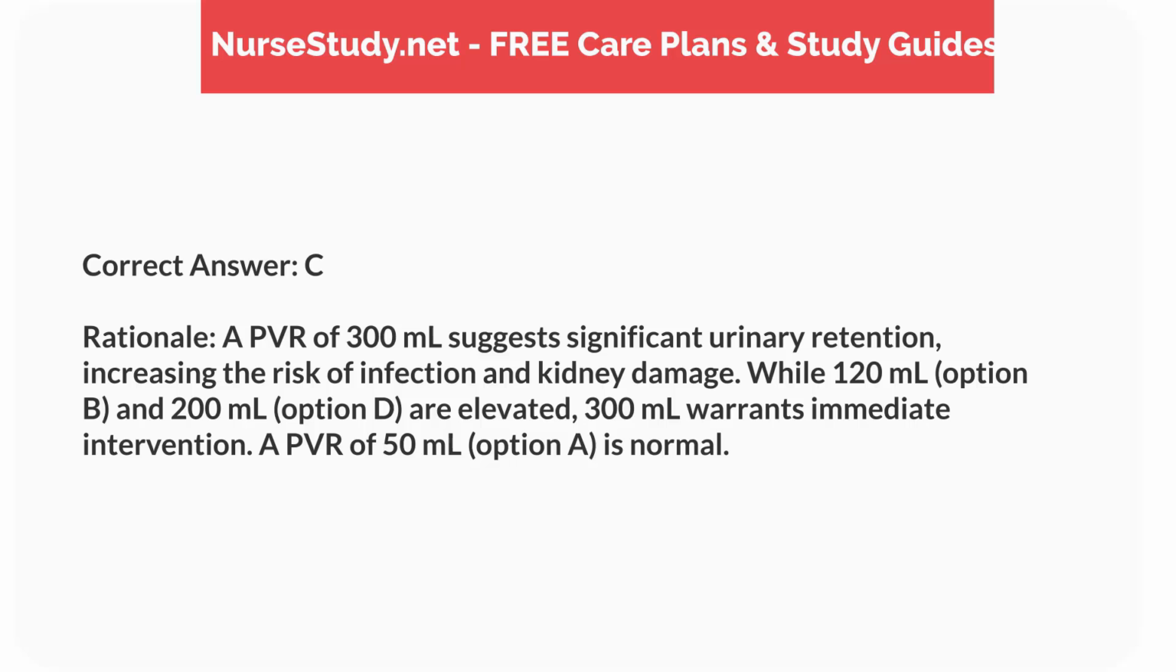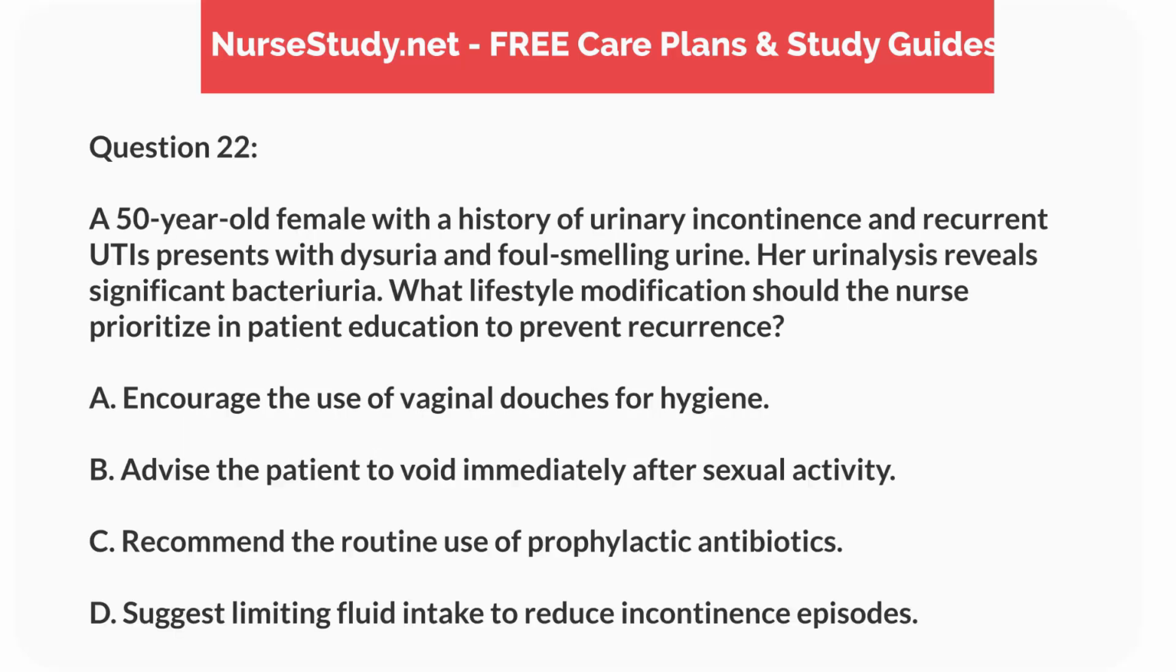Correct answer, C. Rationale: a PVR of 300 milliliters suggests significant urinary retention, increasing the risk of infection and kidney damage. While 120 milliliters, option B, and 200 milliliters, option D, are elevated, 300 milliliters warrants immediate intervention. A PVR of 50 milliliters, option A, is normal. Question 22. A 50-year-old female with a history of urinary incontinence and recurrent UTIs presents with dysuria and foul-smelling urine.